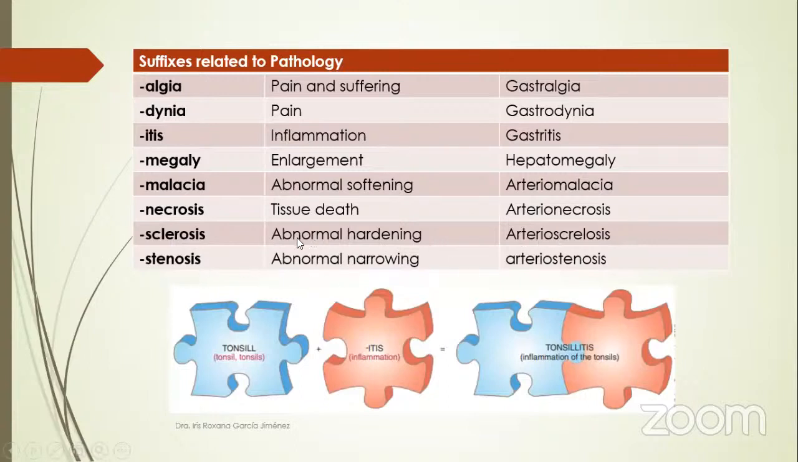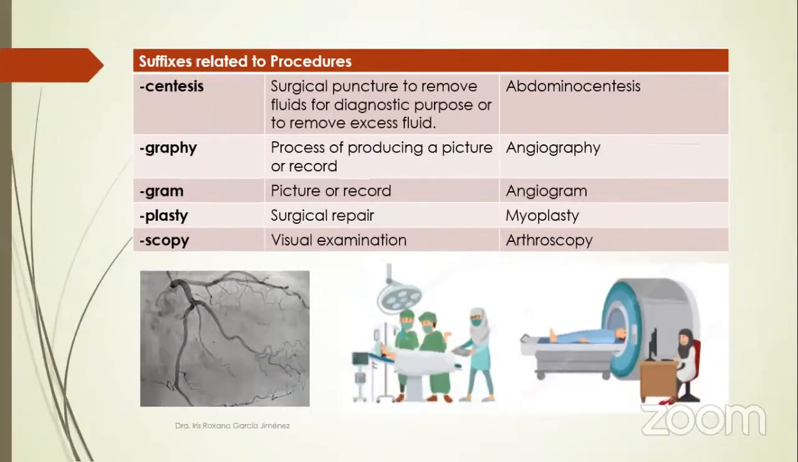Stenosis, abnormal narrowing, arteriostenosis. Easy to check, very common ones. The same as in Spanish, as I was telling you. And you can see an example: tonsil, the tonsils, of course, plus itis. We have tonsillitis, inflammation of the tonsils. Easy examples to catch the idea, right?